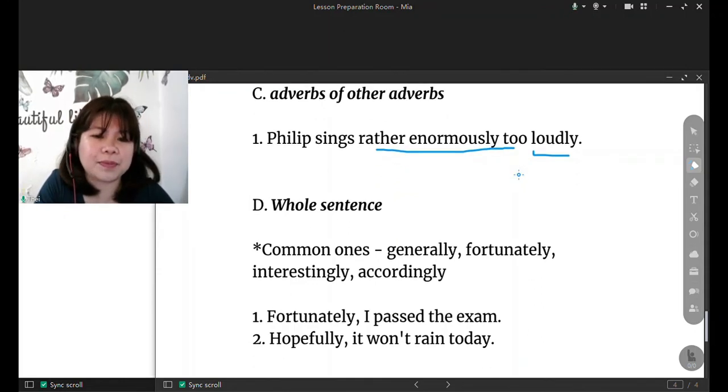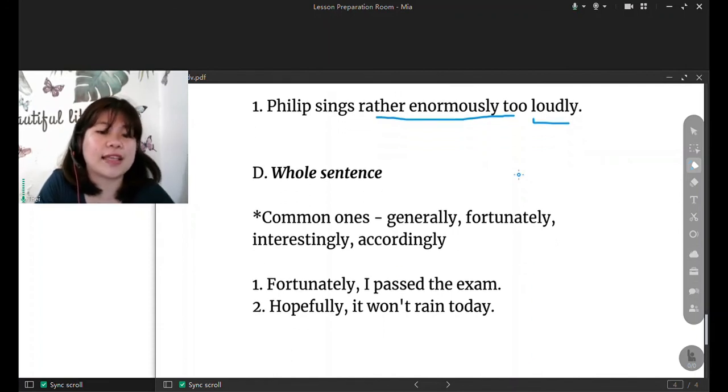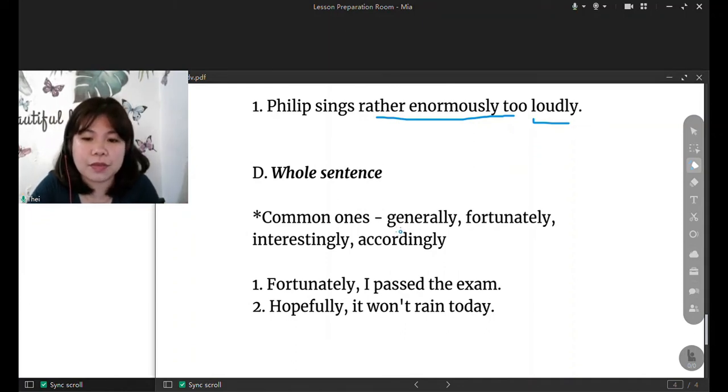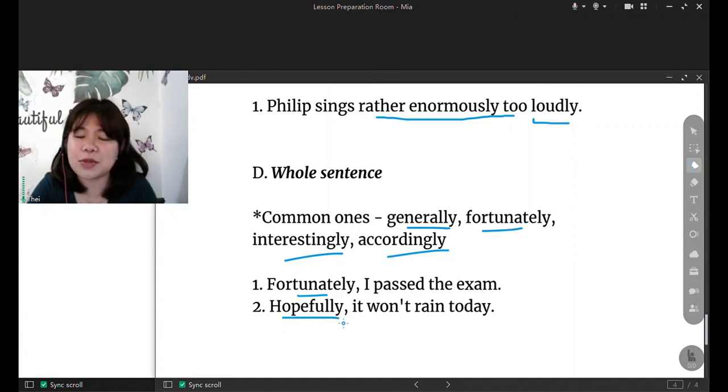Now, another example: the whole sentence. Okay, this is the last one. So, common adverbs that we use for whole sentences, we have generally, fortunately, interestingly, and accordingly. Now, I have two examples here. Number one, fortunately, I passed the exam. Number two, hopefully, it won't rain today. Okay, there you go. So that is our topic for today, and it's easy to remember, right?